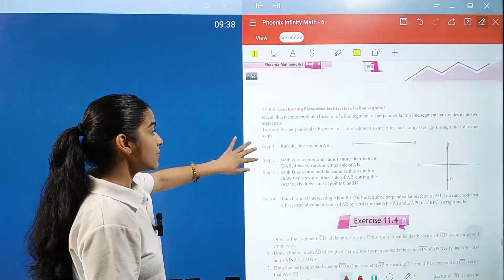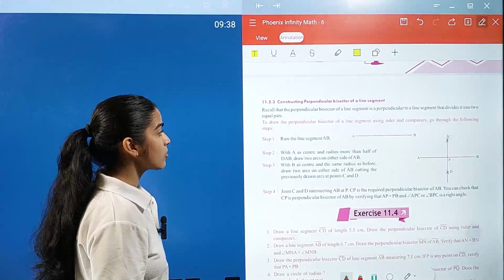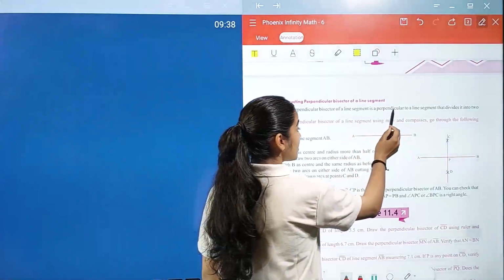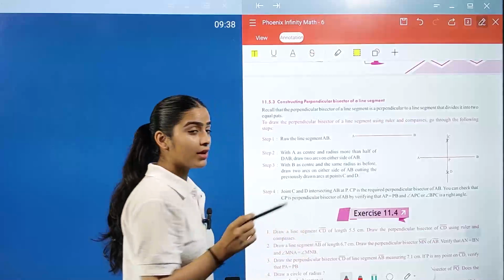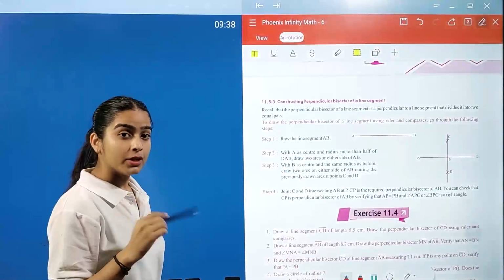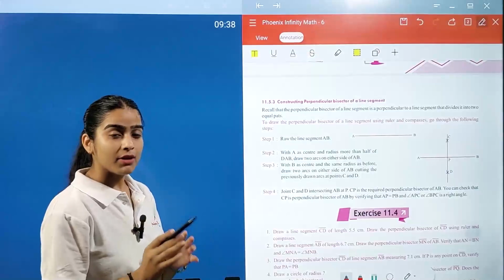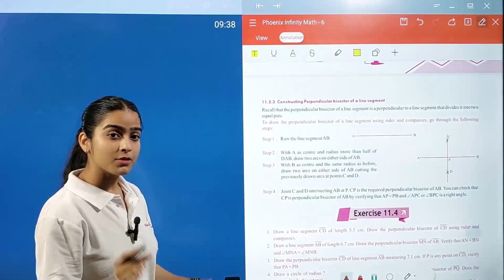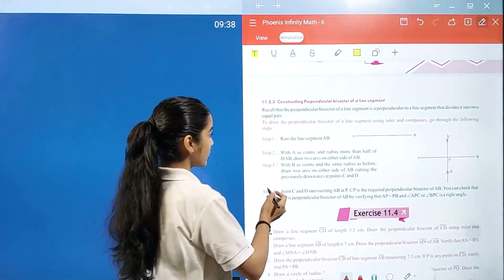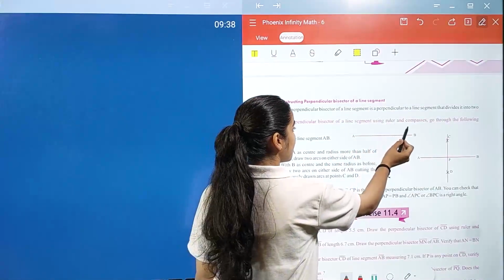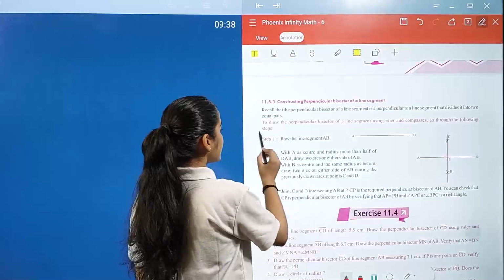Okay. Now we have constructing perpendicular bisectors of a line segment. Recall that the perpendicular bisector of a line segment is a perpendicular to the line segment that divides it into two equal parts. I already explained perpendicular bisectors, right? Where we have a line which is divided into two equal parts by forming 90-degree angles. So to draw the perpendicular bisector of a line segment using ruler and compass, go through the following steps.